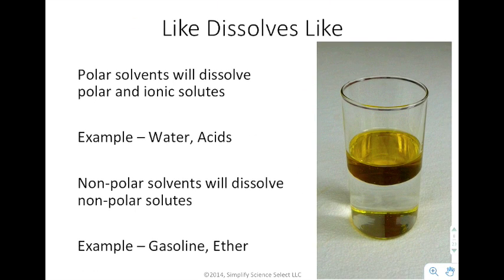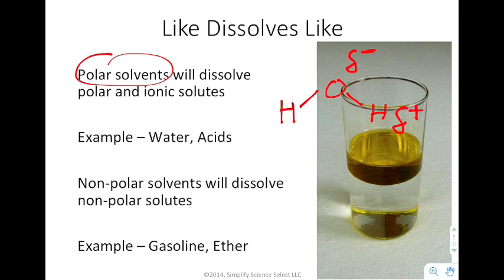Next, we have the idea that like dissolves like. So if you have a polar solvent, it will dissolve a polar or ionic solute. For example, remember when we talk about polar things, you have things like water as an example of a polar thing. The reason why water is polar is because it has a partial negative charge and a partial positive charge. Because of those charges, these are called poles. And because you have these poles, you have the attraction between positives and negatives. That is what allows like substances, like polar solutes, to dissolve in a polar solvent.